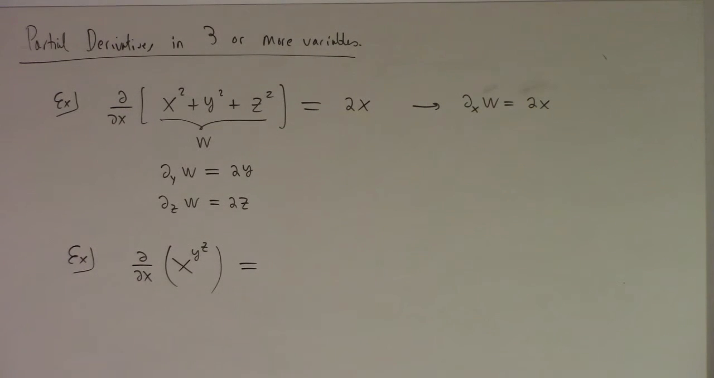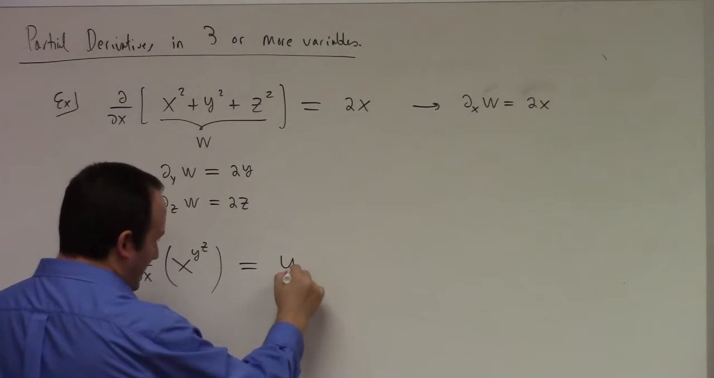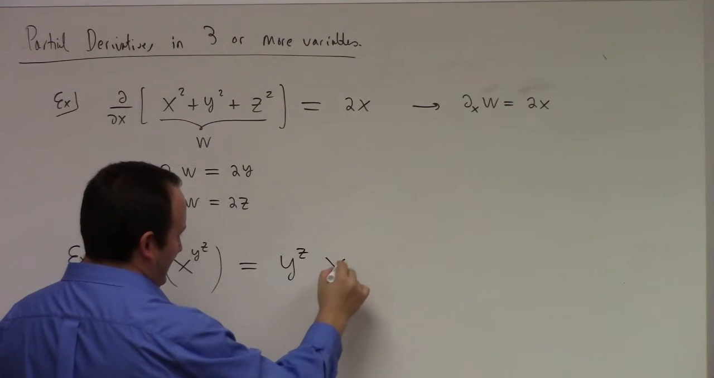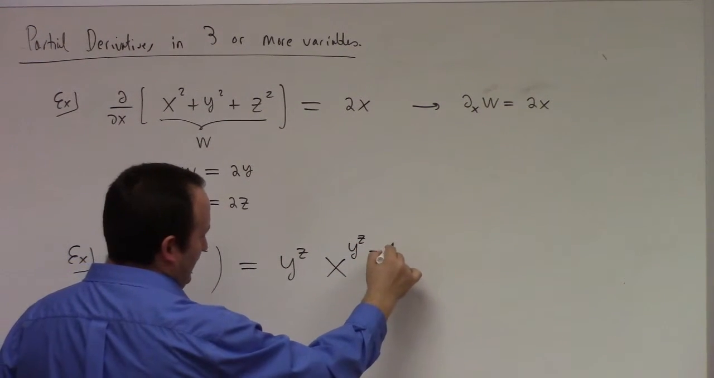That seems more annoying, yes? What kind of function is this in terms of x? So when we partial... Y and z are constants in this differentiation, right? So this is actually a power function, is my point. Y to the z times x to the y to the z minus 1. Yeah.